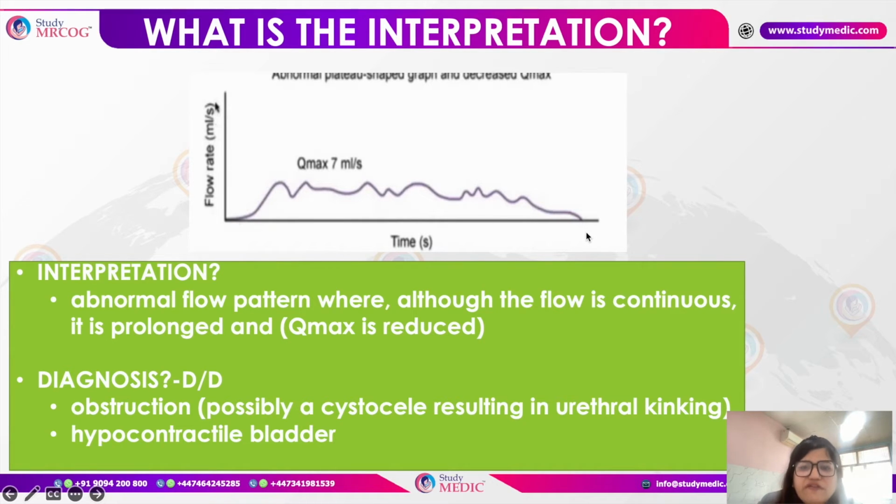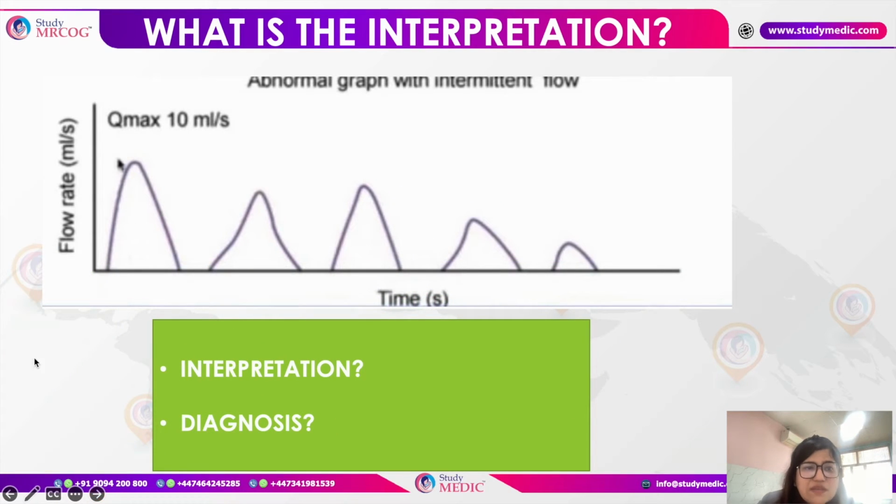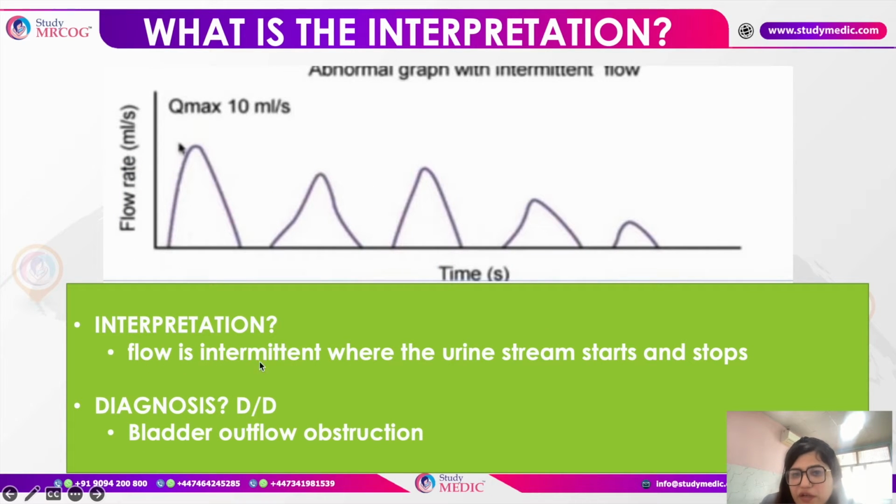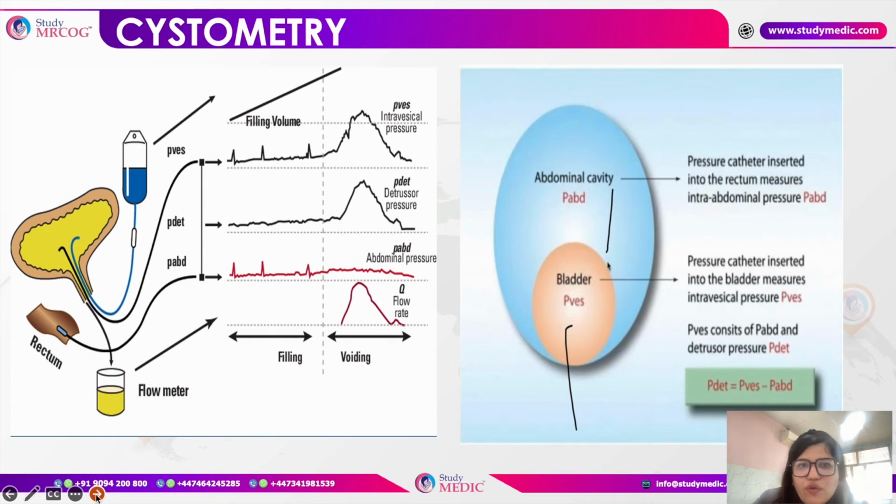So what are the possible differential diagnoses in this case? It could be because of obstruction, possibly a cystocele resulting in urethral kinking, or a hypocontractile bladder. Then again, in this graph you see multiple peaks, and Qmax is reduced. So what is the interpretation? Here the flow is intermittent, where the urine stream starts and stops, and the differential diagnosis of this is bladder outflow tract obstruction. Now this was about the uroflowmetry graphs.